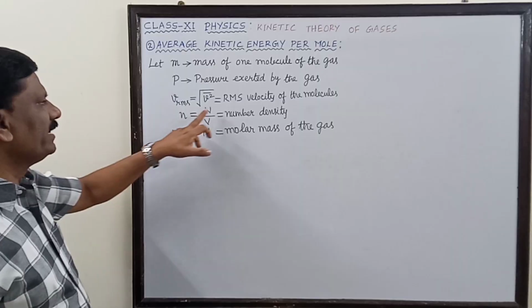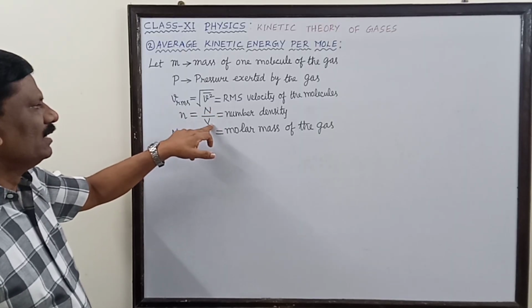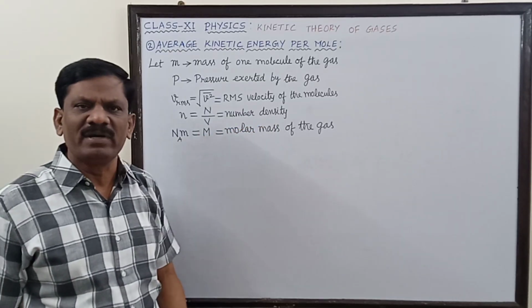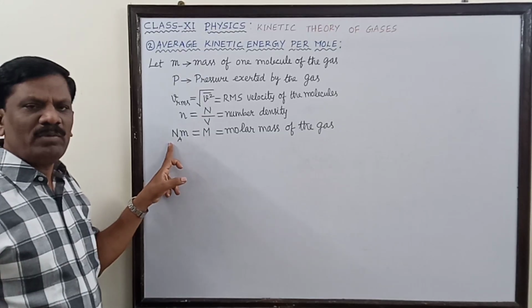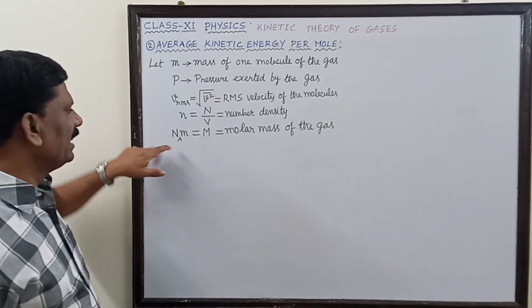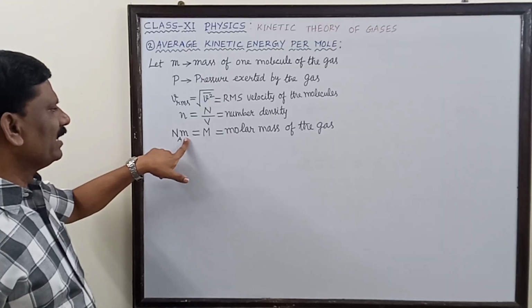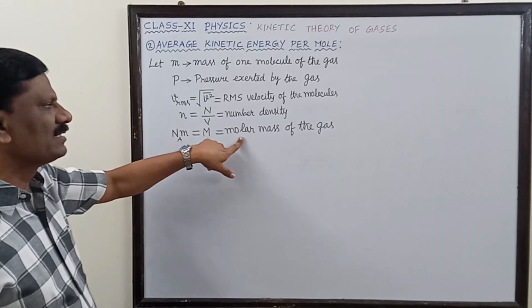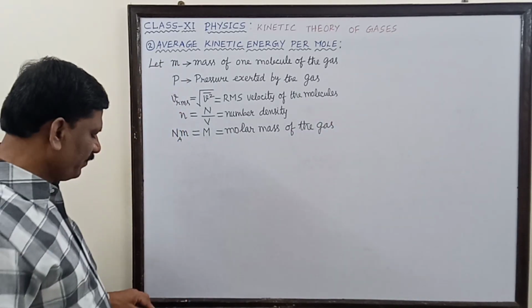And small n is equal to the total number of molecules divided by the volume. This is called the number density, that is the number of molecules per unit volume. Now for 1 mole, the number of molecules in any gas is equal to the Avogadro number Na. If you multiply the number of molecules with the mass of one molecule, that is capital M, that is called the molar mass of the gas.